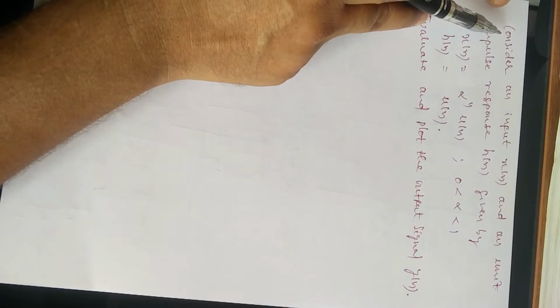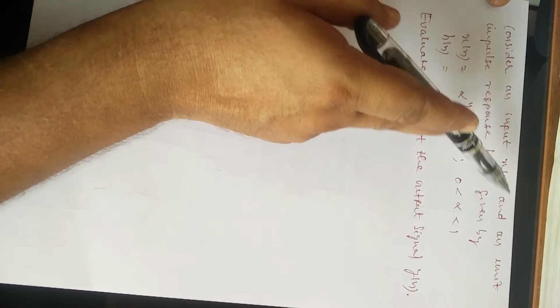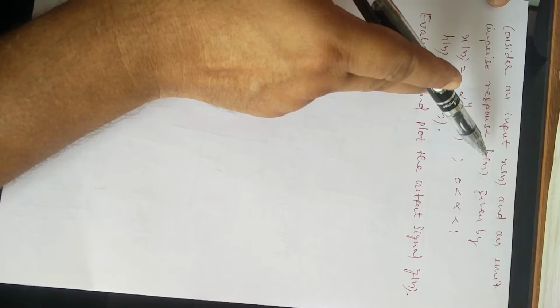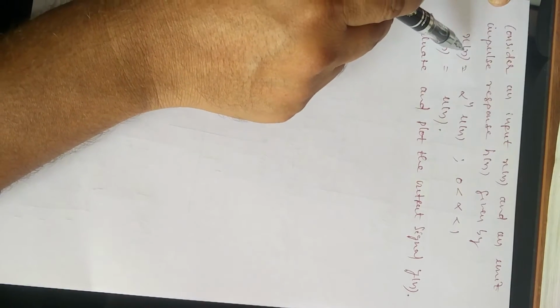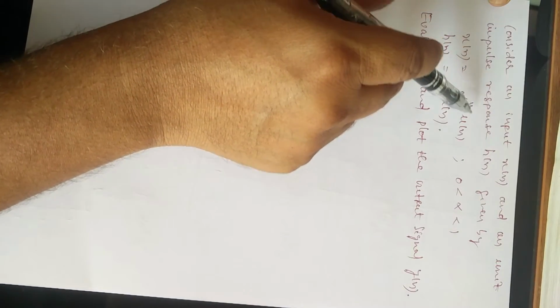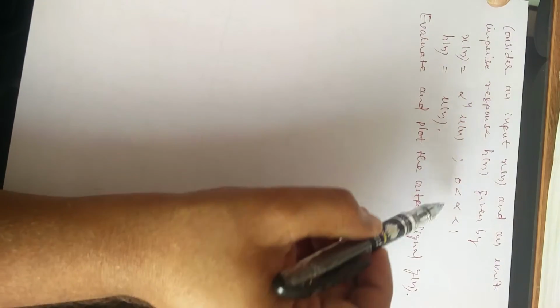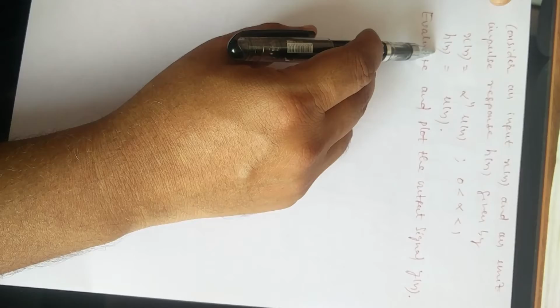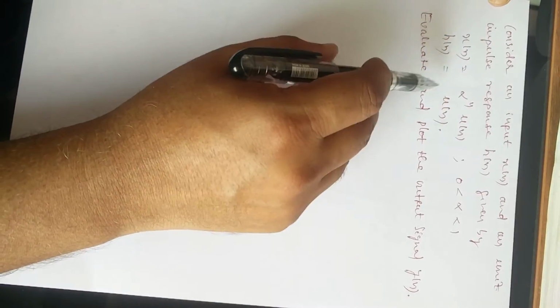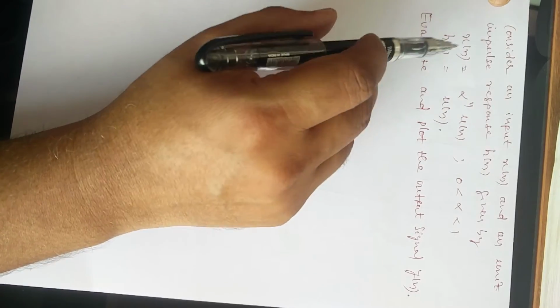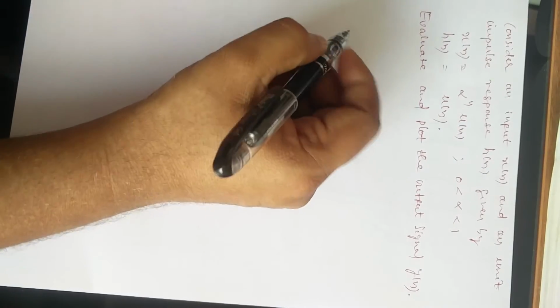The question here is: consider an input x of n and a unit impulse response h of n, given by x of n equals alpha to the power of n into u of n, where alpha is between 0 and 1. You can take alpha equal to 1 by 2. And h of n is equal to u of n. You should evaluate this, and the output signal should be plotted.